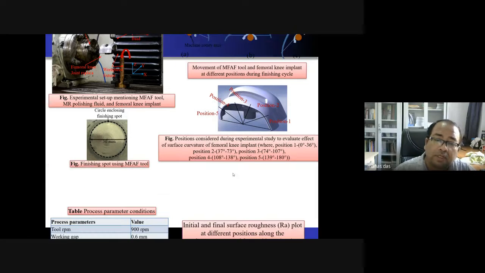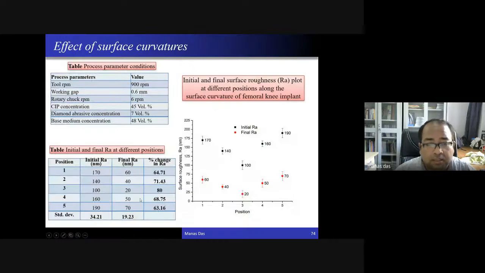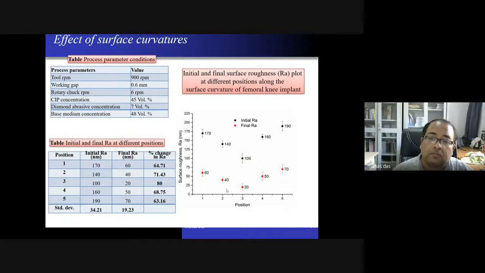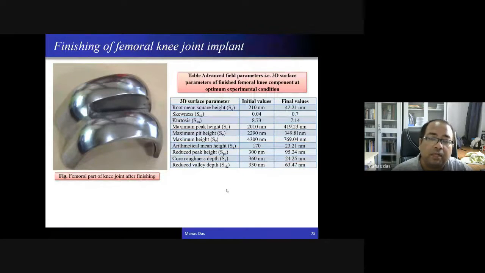We have found that for this entire zone, the final surface standard deviation is 19.23, and that is a huge improvement in the workpiece surface. You can see the final one is in the nanometer range. The lowest one is 20, sorry, nanometer. This is at 5 different zones, and we have considered the average. This is the final surface finish.